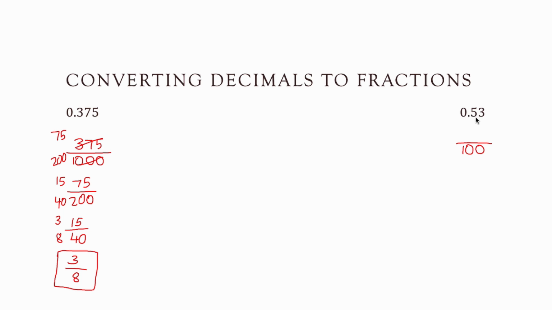And we just put this as the numerator, 53 out of 100. Can we simplify that? I encourage you to pause the video and try it out. See if you can simplify it, and let me know in the comments below. No, it cannot be simplified because they don't have a GCF greater than 1. So 53 hundredths is our answer.